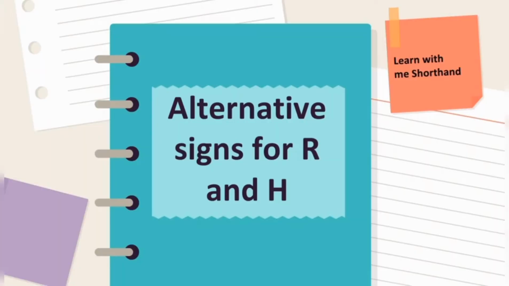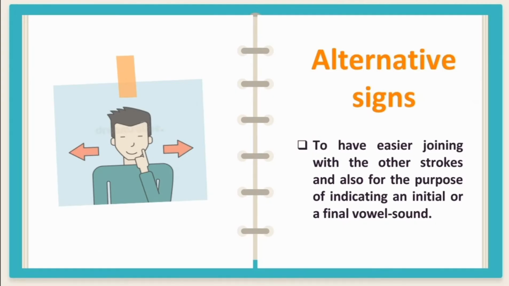In today's video, we are going to learn the alternative signs for R and H. In shorthand, we have 24 consonants and we have 26 strokes. It's because R and H have two alternative signs for them. The reason for having the alternative signs for R and H is to have easier joining with the other strokes and also for indicating the difference between an initial or a final vowel sound.